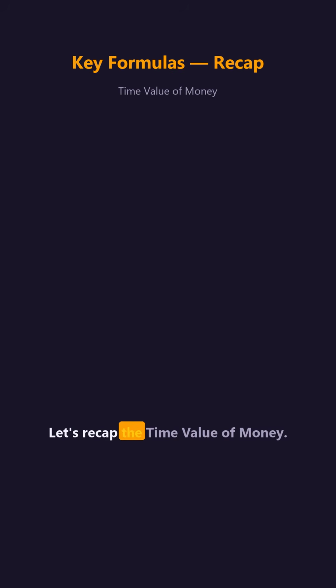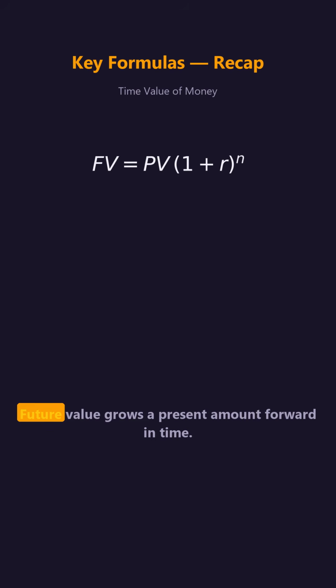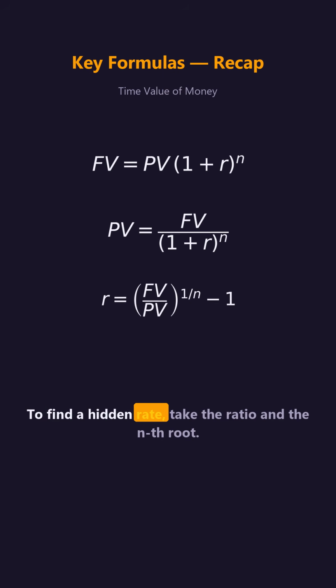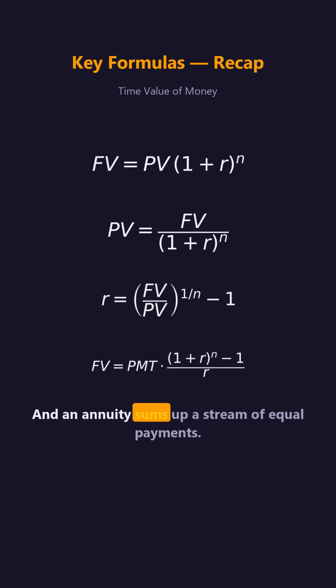Let's recap the time value of money. Future value grows a present amount forward in time. Present value discounts a future amount back to today. To find a hidden rate, take the ratio and the nth root. And an annuity sums up a stream of equal payments. Master these 4, and the rest of finance follows.